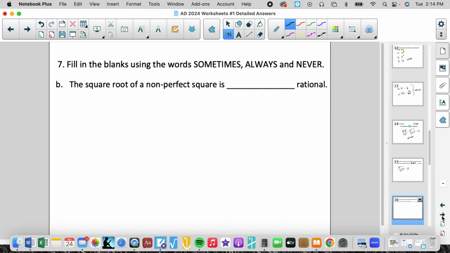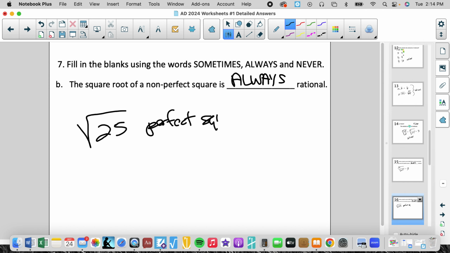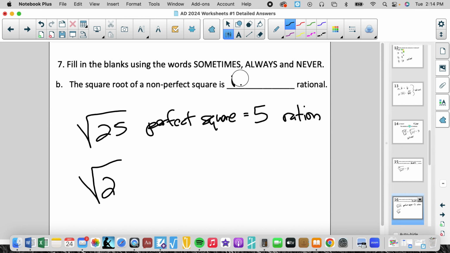The square root of a non-perfect square is going to be always irrational. If we have the square root of 25, which is a perfect square, that produces a rational. That's rational. But they said a non-perfect square, something like the square root of 2. And that will always produce, whoop!